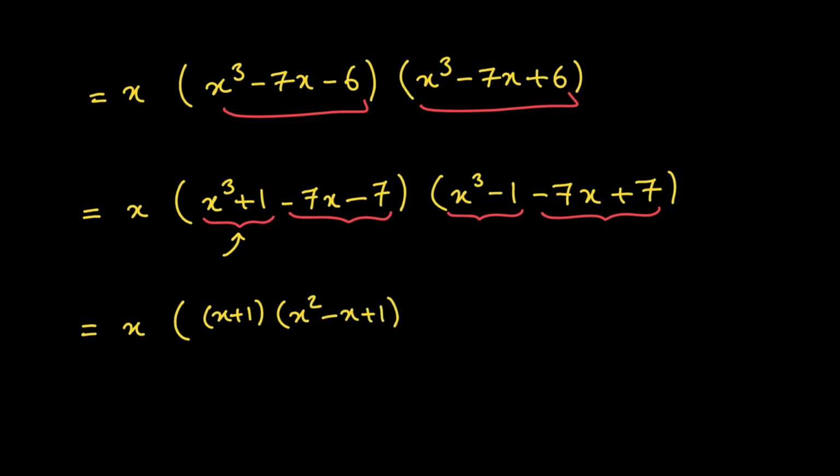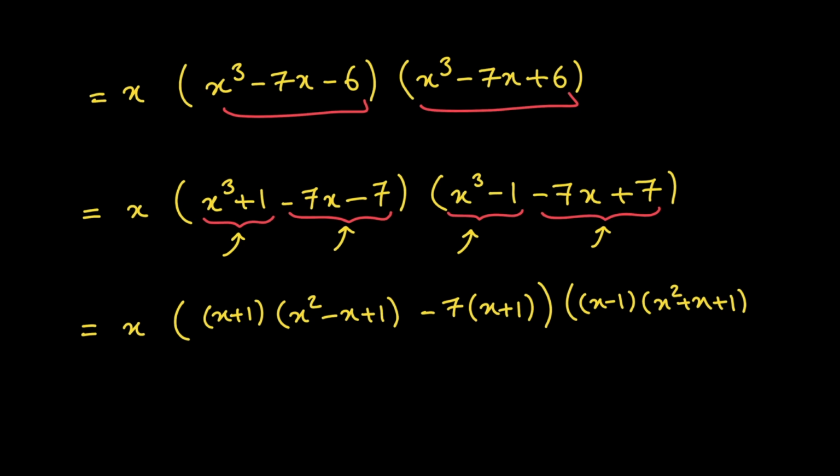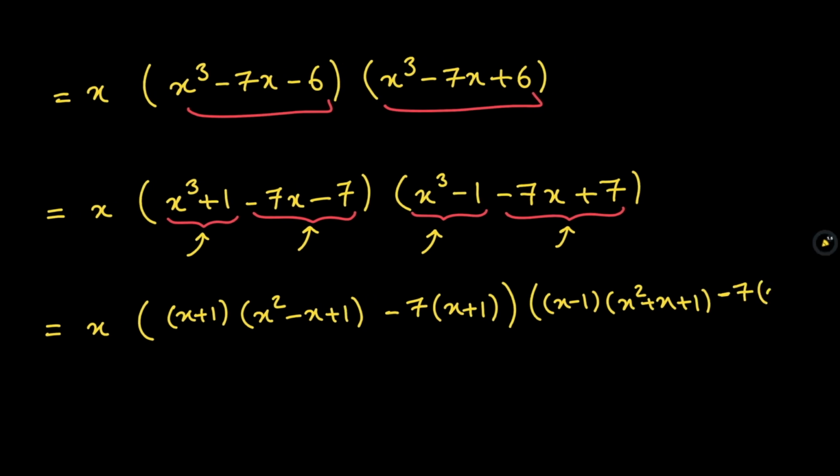And I'm going to factor a negative 7 out of these two. So I'm going to have negative 7 times x plus 1. And then I'm going to factor this using the difference of 2 cubes. So we will have x minus 1 times x squared plus x plus 1. And then I'm going to factor a negative 7 out of these two to get negative 7 times x minus 1.